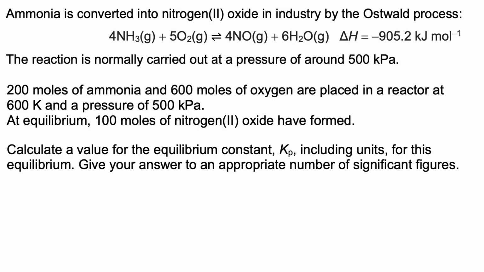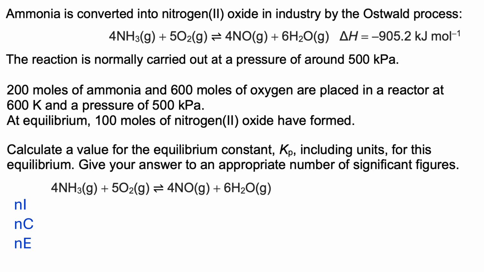So it gives you some information about the Ostwald process, and what we're going to focus on is how to calculate the value for Kp. The way to do this is to take the equation and create an ICE table. The number of moles at the start is the initial moles. The number of moles that each one changes by is the C, and then the number of moles at equilibrium is the E, hence the ICE method.